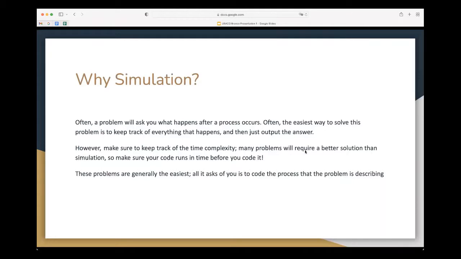However, many problems, not many bronze problems, but many silver, gold, or platinum problems can require you to have a better solution than simulation. So you could think of a simulation solution, but that wouldn't work, and you would need some more observations, some more fancy algorithms to actually solve the problem. So yeah, does that make sense to everyone?